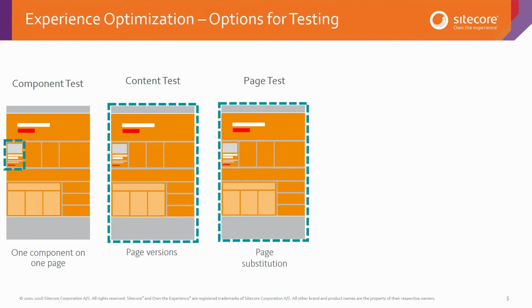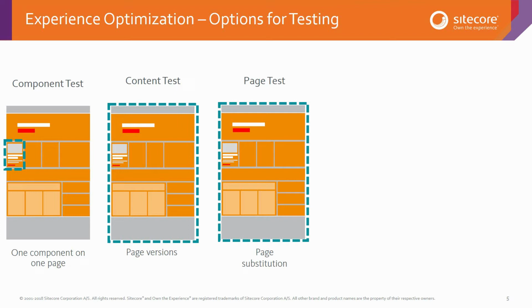In Sitecore, you can optimize your content by testing in a variety of ways, from simple A/B component tests to multivariate personalization tests. And we'll look at a few real-world scenarios in a few minutes, but from left to right here, you've got component tests. That's just a single component that you're testing. You have content tests, where you're comparing different versions of the same page. You've got page tests, where you're actually substituting one page for a different page in the content tree.